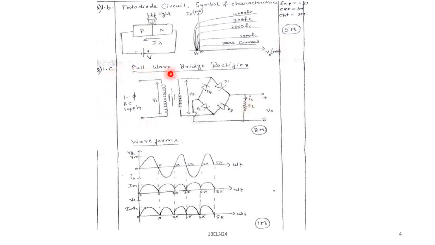Then 1C asks about the full wave bridge rectifier. So you have to draw the bridge rectifier only. There are 2 types of full wave rectifiers: one is the center tap type rectifier, the other is the bridge rectifier. If you draw a center tap full wave rectifier, then you will get hardly 1 or 2 marks. So the circuit diagram is very important. This is a bridge rectifier circuit. Then they have mentioned waveforms, so draw the waveform also. Your circuit diagram 2 plus waveform 1, so total is 3.